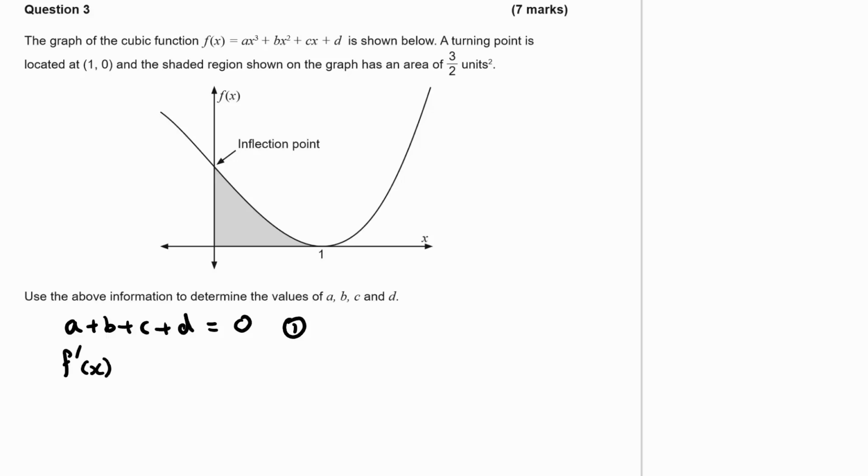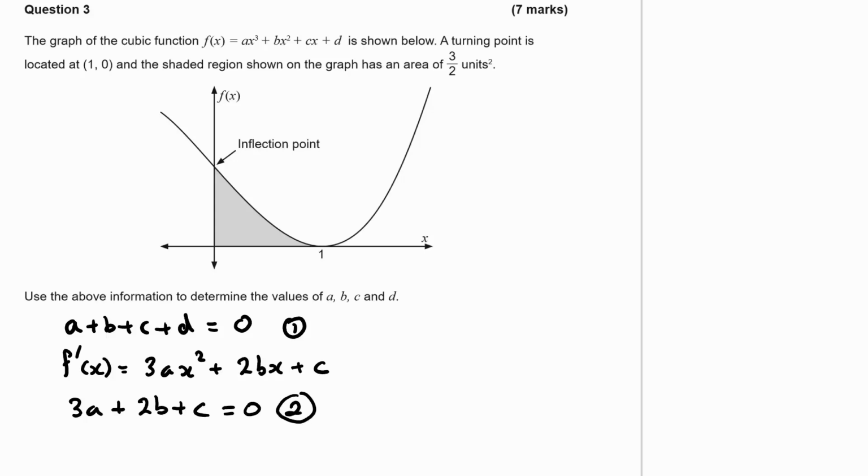So f'(x) is 3ax² + 2bx + c. So f'(1) is 0 because there's a turning point there. So substitute x = 1 and we get 3a + 2b + c = 0. And let's call that 2.